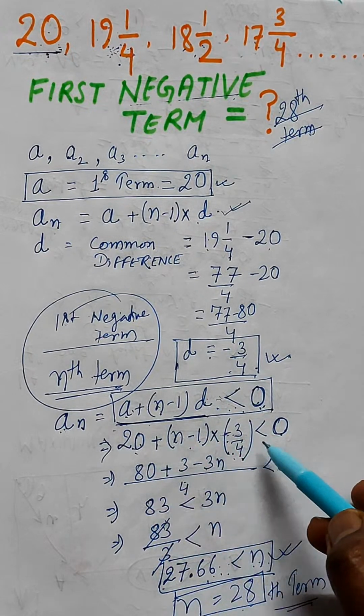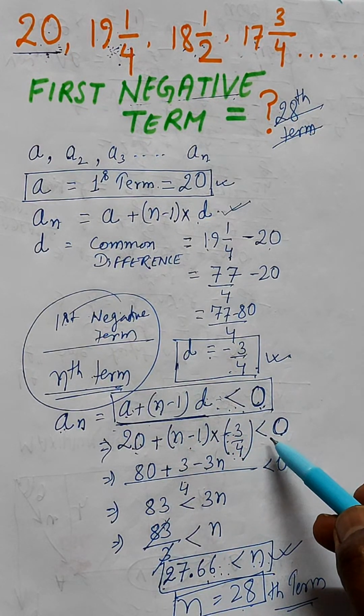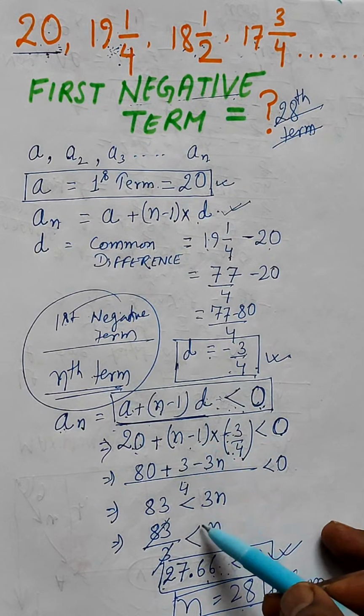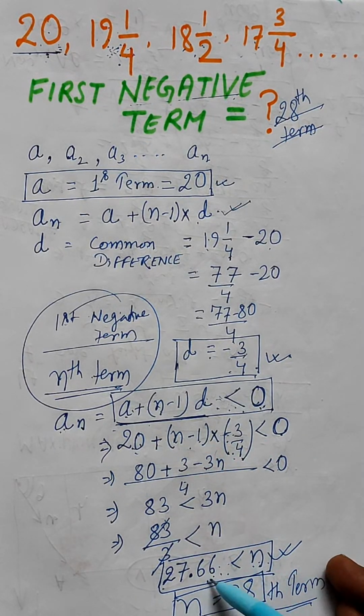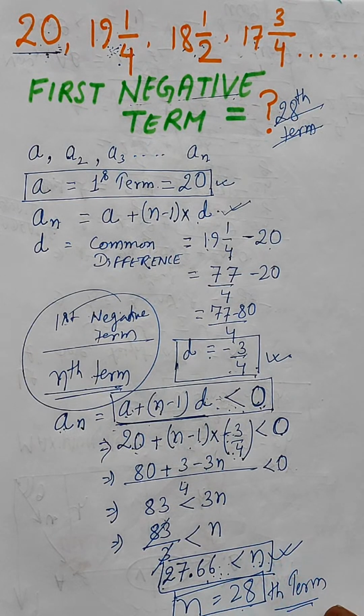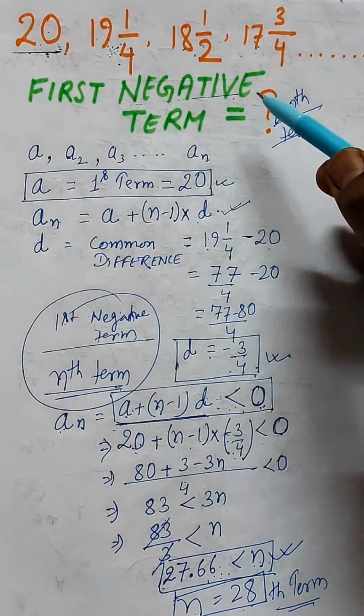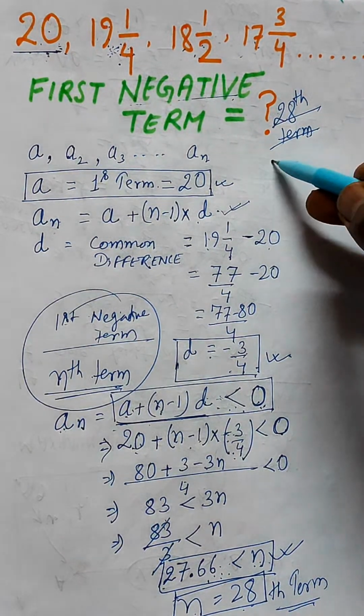Here you can see an inequality is formed in a variable n, right? We solved this to get the value of n greater than 27.66, right? So the natural number greater than 27.66 is 28, so n equals 28. So the 28th term of this AP is the first negative term. So in this way we have solved this question.